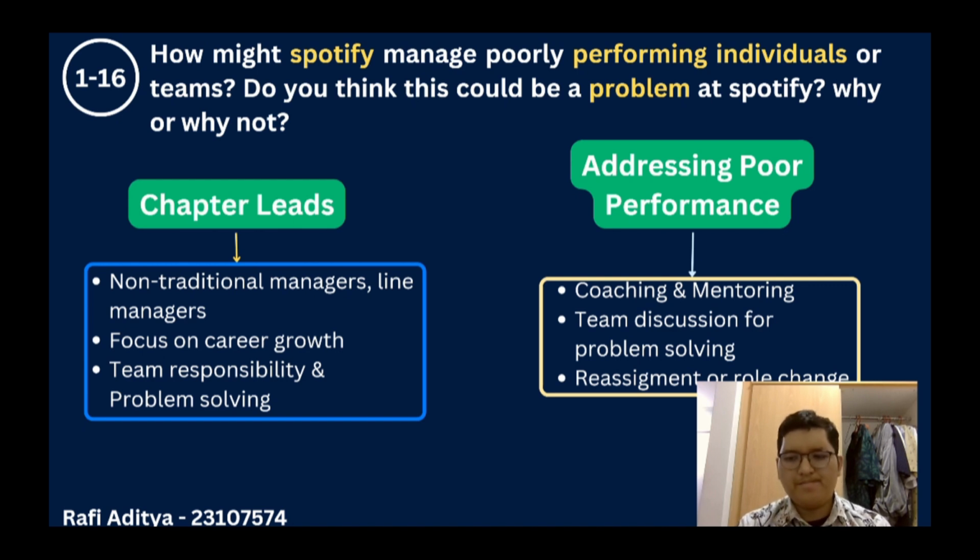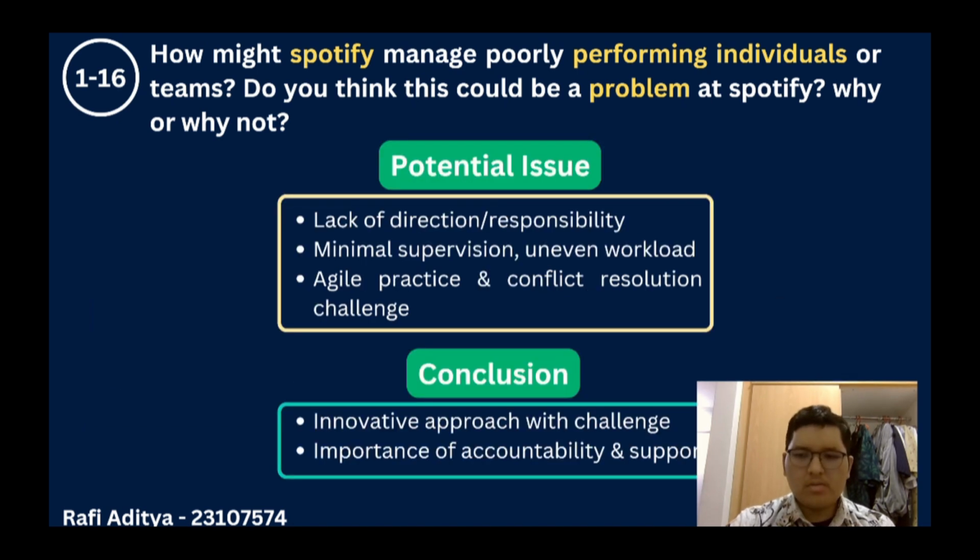And team discussion. Well, the team might talk about what's going on and try to figure out what the problem is. And the last one is reassignment or role change. Well, if the person still isn't doing very well, they might be moved to a different role or given a different job that fits them well. So this organized structure is not without its problems.